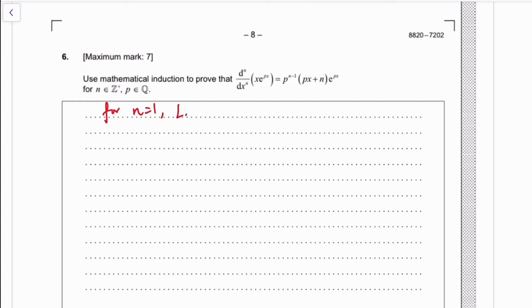So left hand side when n equal to 1 is just the first derivative of this. So we'll need product rule. We copy the first, differentiate the second, differentiate e is just e. And then we chain rule, so times differentiate the inside, differentiate px is p, because p is just a constant. Plus differentiate the first thing, differentiate x is 1, copy the second.